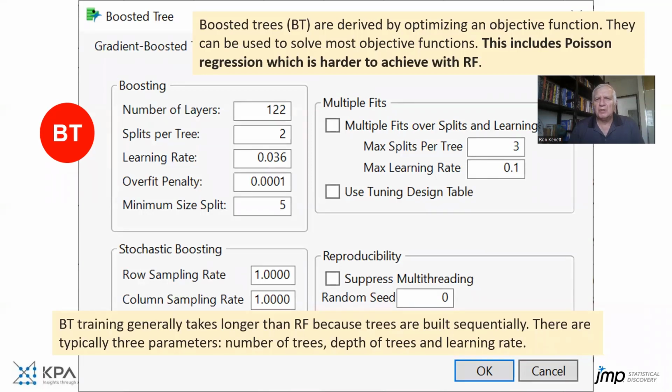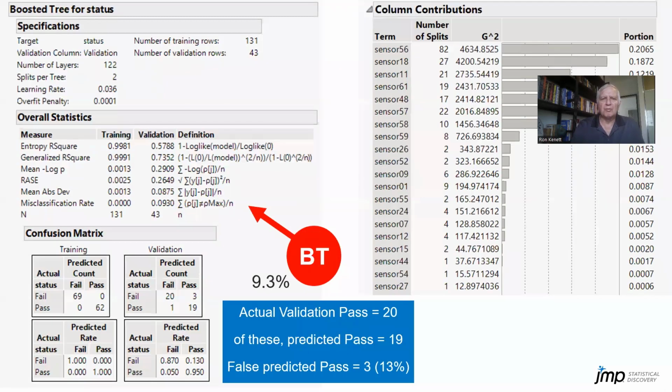Boosted trees can be used to solve most objective functions. So we could use it for Poisson regression, which is dealing with counts. That is a bit harder to achieve with random forests. So we're going to focus on these two types of models.